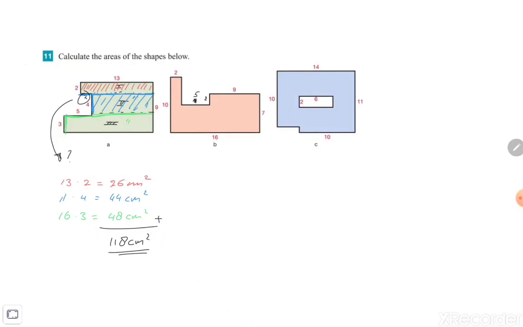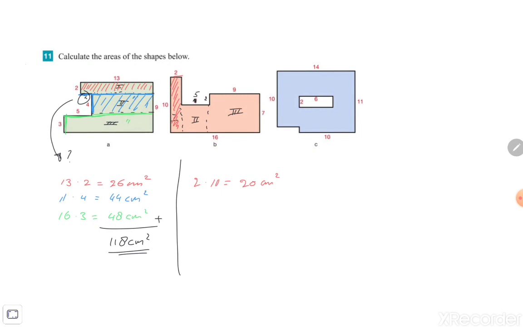Let me look at exercise B. We're gonna do it exactly the same. We're gonna make 3 pieces of the shape. That's 1. That's 2. And the last part is 3. Alright, so let me just calculate part number 1. That part is 2 by 10. So 2 times 10, length times the width, is 20 square centimeters.